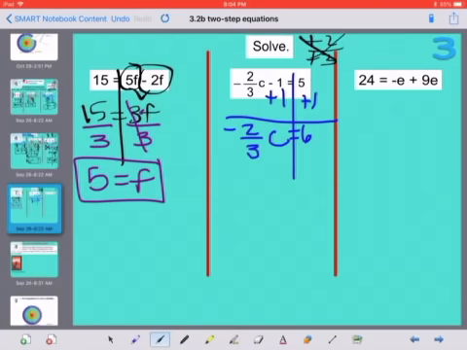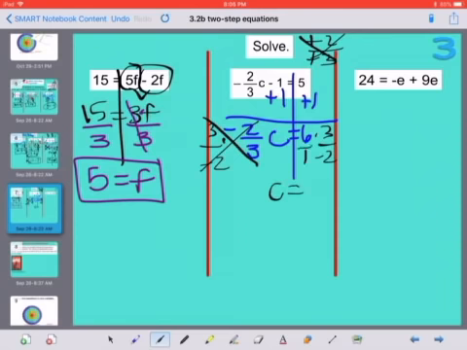So to get rid of a fraction, we're going to multiply by the reciprocal. So we're going to multiply by 3 over negative 2 times 3 over negative 2. Negative times a negative here makes a positive. So 2 over 2 is just 1. 3 over 3 is just 1.